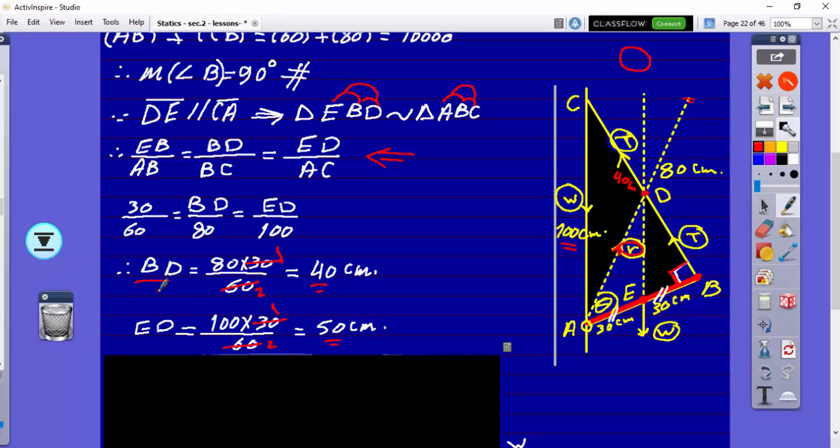So now we know that BD equals 40, and ED, where is ED? ED equals 50.